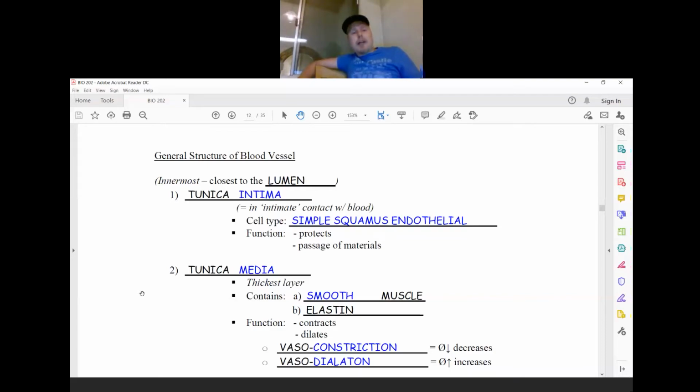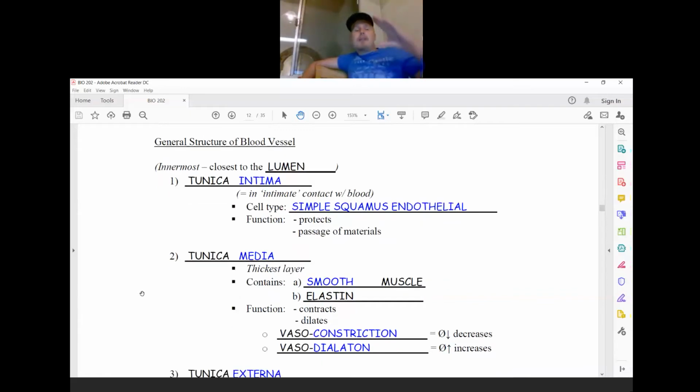So the innermost layer, the first layer that we'll see if we go out from inside the blood vessel, is going to be our tunica intima. And intima, how I think of it, is that the blood is in intimate contact with this layer. So what we see here, tunica intima is made of simple squamous endothelium. So these were the one layer of flattened disc-like cells.